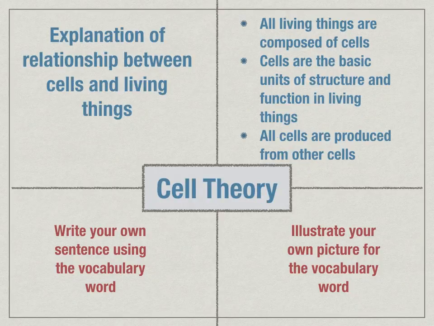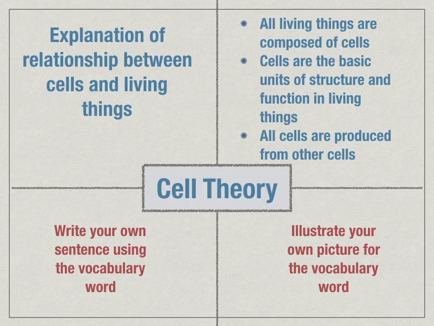One of the next words that you are going to encounter in this unit is cell theory. It's more of a phrase. This is an explanation of the relationship between cells and living things. It is composed of 3 different statements that are all indicated in the top right quadrant.